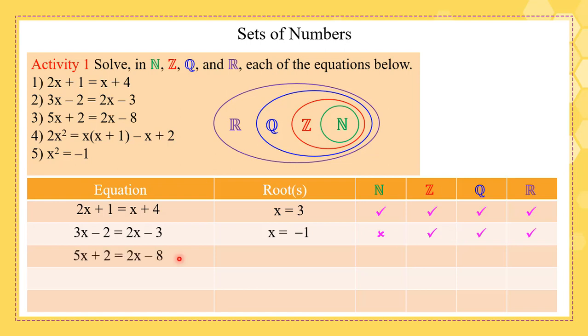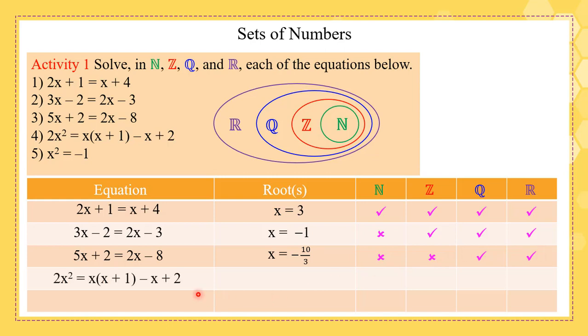Now the third equation, it's also of first degree. If we isolate x, we get x is negative 10 over 3. This is not a natural number and this is not an integer because it's decimal. So this is a rational number. Consequently, it will be a real number.